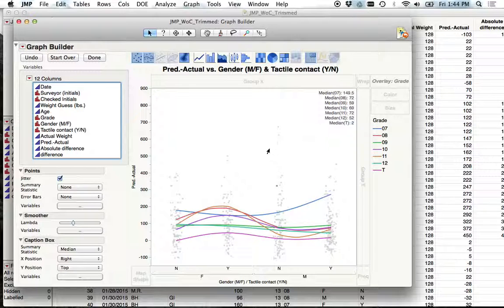So let's keep this. I'm going to show you how to save these files, so that way you don't have to send me the whole thing.